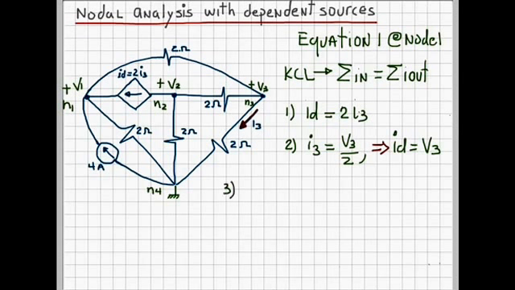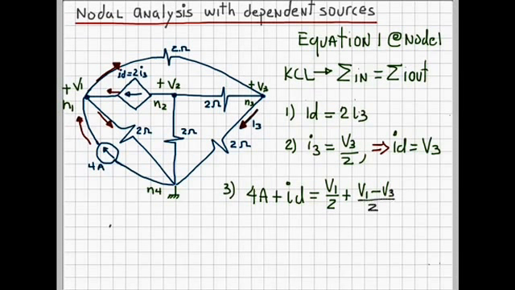Then currents going in are 4 amps plus the dependent current source, I sub d, and currents going out is V sub 1 divided by 2, and the current going from V sub 1 to V sub 3, so V sub 1 minus V sub 3 divided by 2. And then we write 4 amps plus V sub 3 equal to V sub 1 divided by 2 plus V sub 1 minus V sub 3 divided by 2.